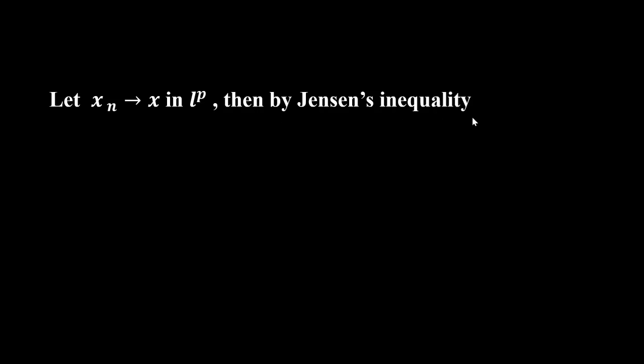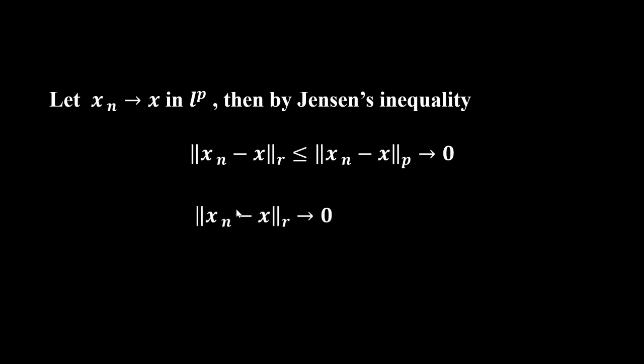Also, if x_n converges to x in l^p, then by Jensen's inequality, norm r of x_n minus x is less than or equal to norm p of x_n minus x. Here we assumed that x_n converges to x, so this term goes to zero. So that means norm r of x_n minus x converges to zero. So this means x_n converges to x in l^r.